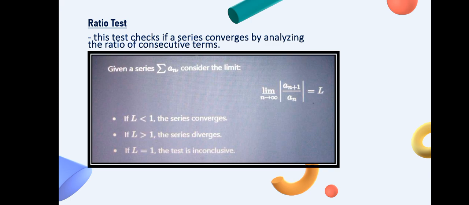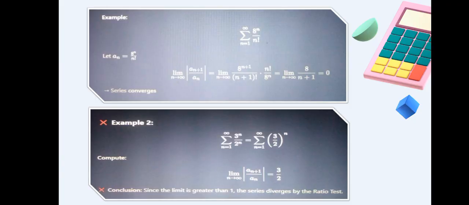If the limit is less than 1, the series converges. If the limit is greater than 1, the series diverges. If the limit is equal to 1, the test is inconclusive. So let's have our example.